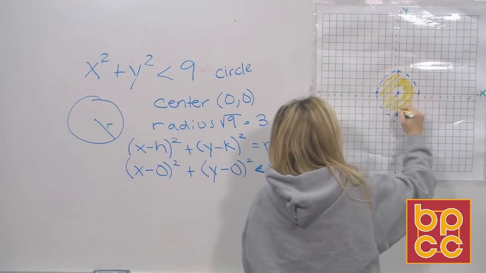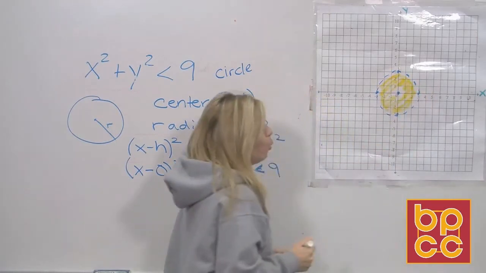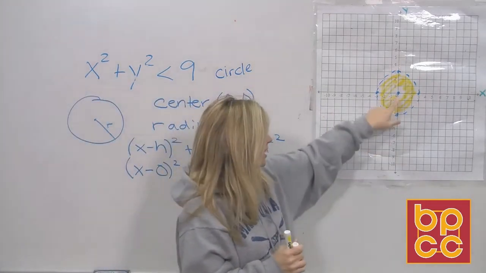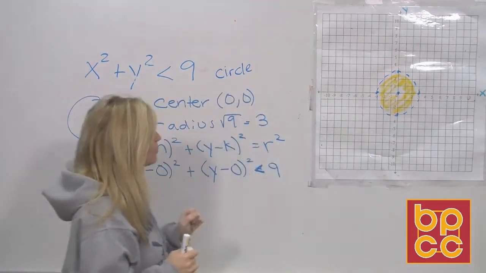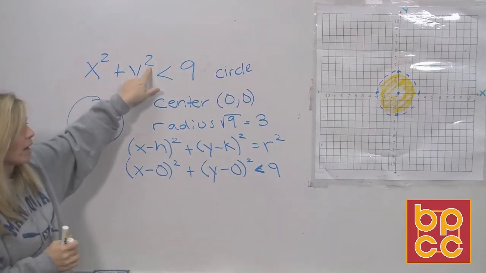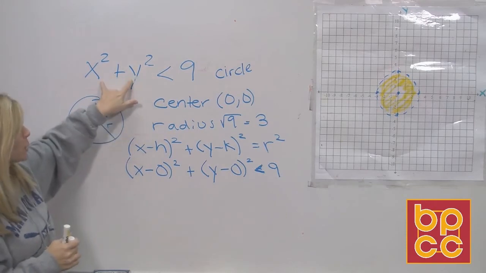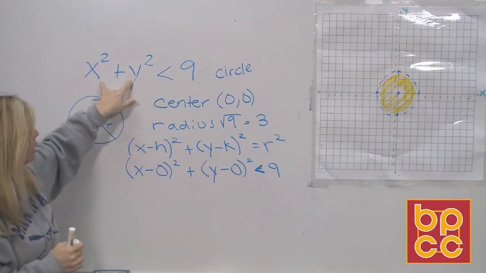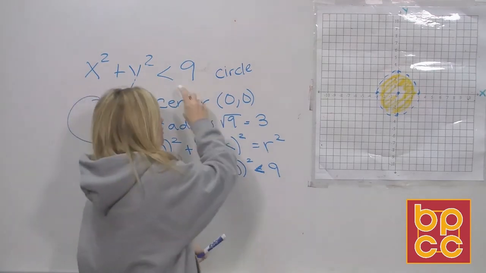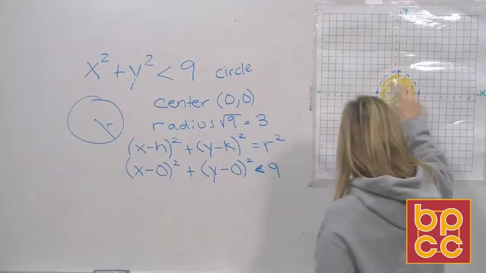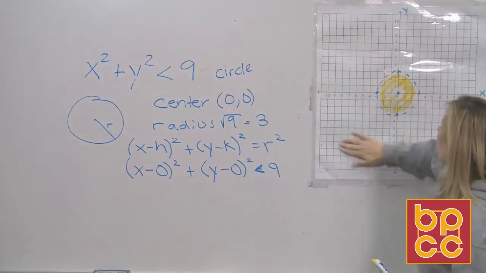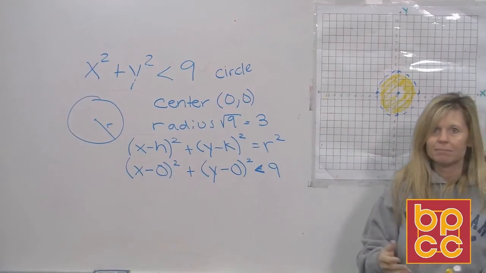Now I'll prove to you that that is correct. What point is inside the circle? That's the easiest to check. Yeah, again, my origin, 0, 0. What's 0 squared? 0. What's 0 squared? 0. If I add 0 and 0, I get 0. 0 is less than 9. So you need to memorize, if you're graphing a circle, less than is the inside. If this was a greater than, then you would shade all the outside. See how easy this is?